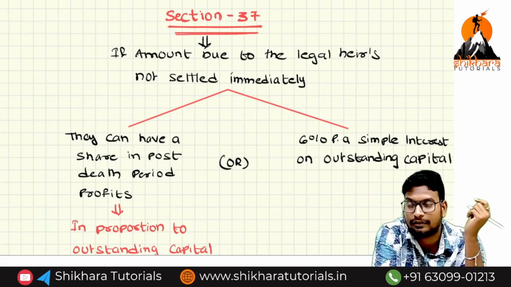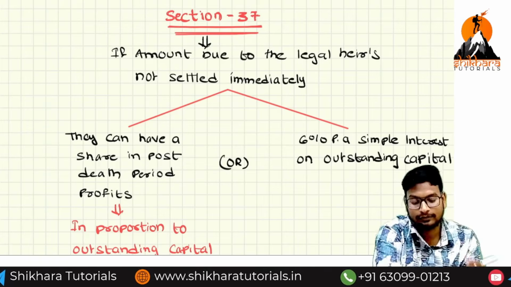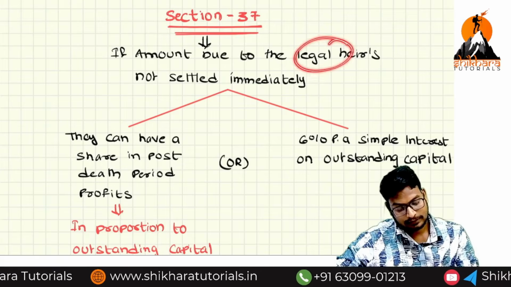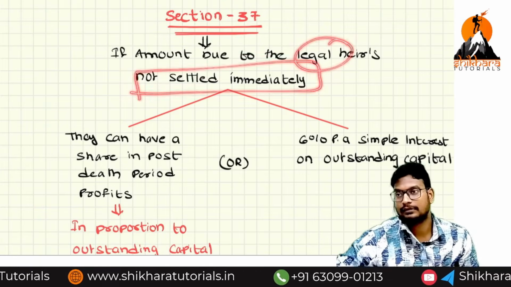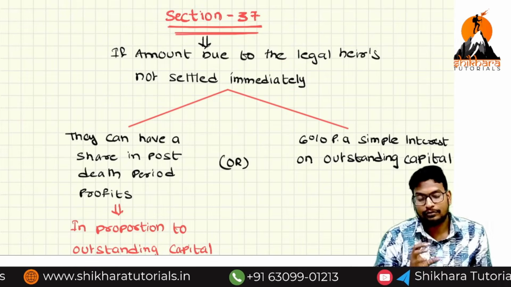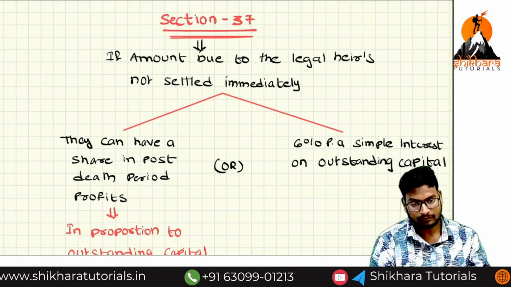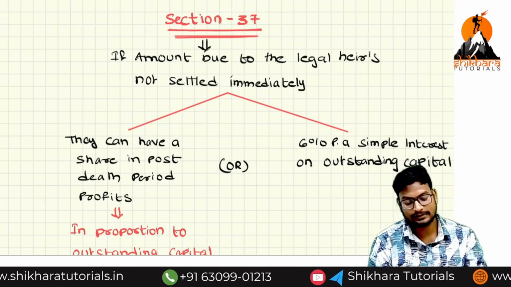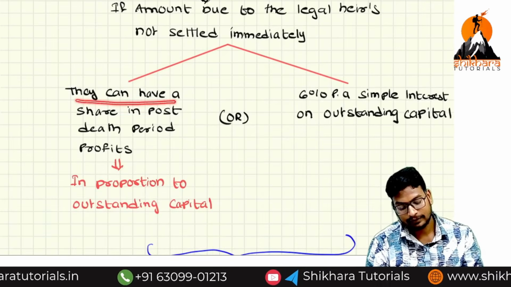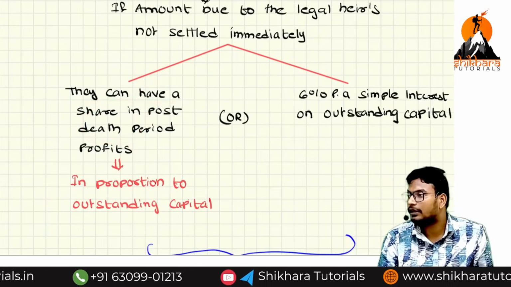What is the meaning of legal heir? The next eligible party of the family. So if the legal heirs are not settled immediately, what is Section 37 saying? If any amount is payable to the legal heirs that is not settled immediately, then they can get the share on the post profits.